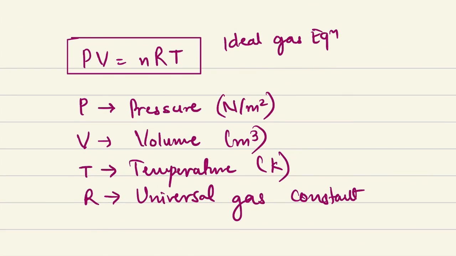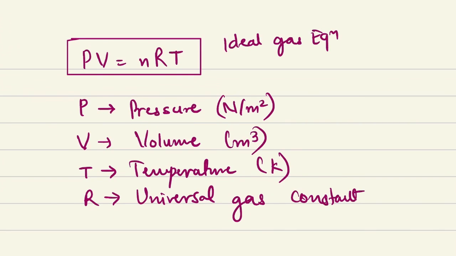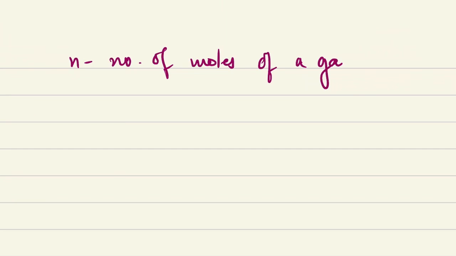So we were on the ideal gas equation, and the ideal gas equation is PV is equal to nRT. P stands for pressure, V volume, T is temperature, R is the universal gas constant. n is still pending, so let's see what n is. n is called the number of moles of a gas. How much gas you have taken, how many moles of gas you have taken. And n can be written as N upon Na, or we can also write it as m upon M0.